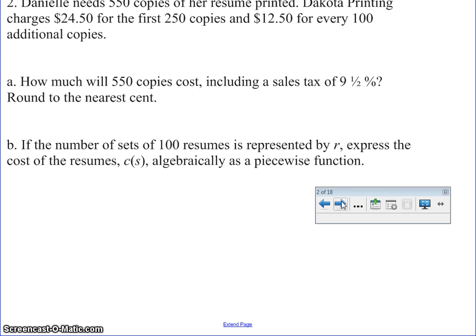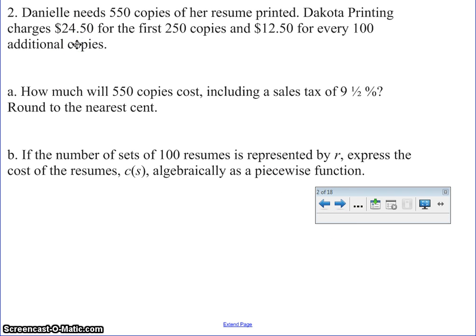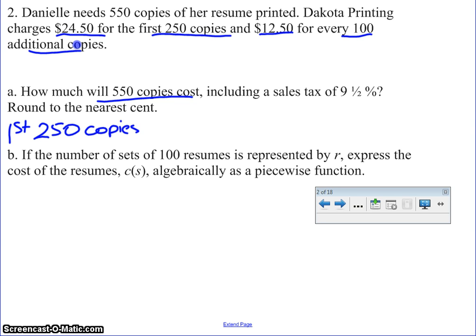All right, number 2. It says Danielle needs 550 copies of her resume printed. Dakota Printing charges $24.50 for the first 250 copies and $12.50 for every additional set of 100. So the first question says, how much will 550 copies cost? Well, I know that for the first 250 copies, the cost is going to be $24.50.